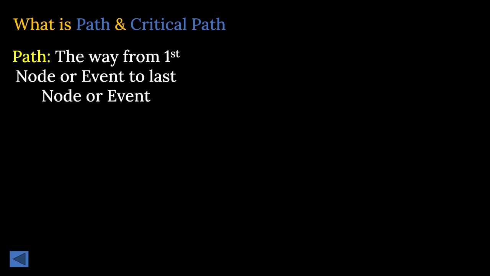So path exactly means what? The way from first node or event to last node or event. That is known as the path. Critical path. One activity, two activity, and three activities. Suppose these are all critical activities. Once you take on that, starting from the first node to the last node, it becomes a critical path or a path. Simply a path.